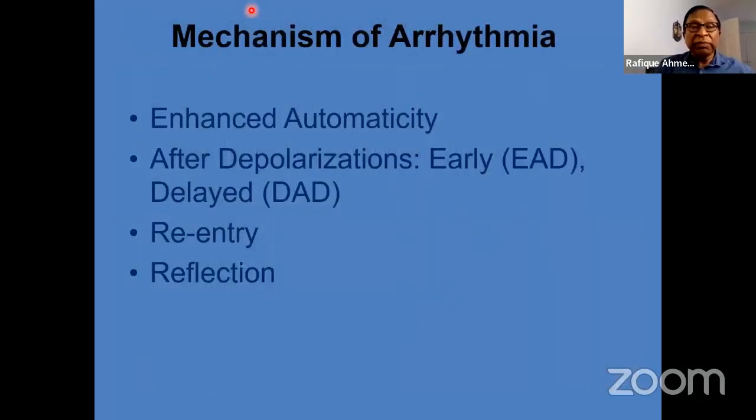So, mechanisms of arrhythmia. There are a couple of basic mechanisms that we talk about. First three: enhanced automaticity, after depolarization, which can be early or delayed, and re-entry. And there is another mechanism called reflection. It's a little complex to understand, so I'm not going to talk about it, but if you want to read about it, please do. There can be reflection within a certain amount of tissue, which can cause arrhythmia. But I'm going to talk about these first three things.